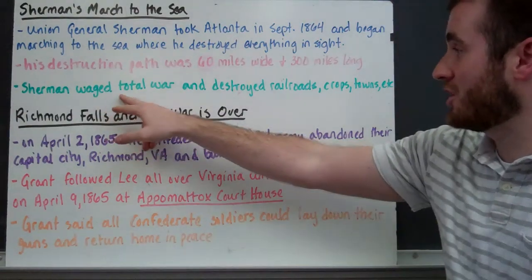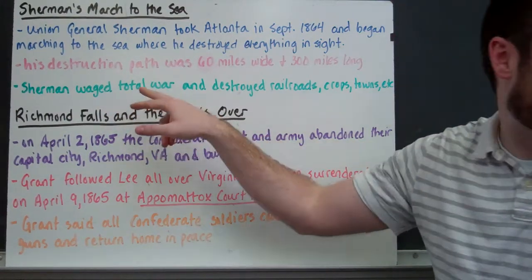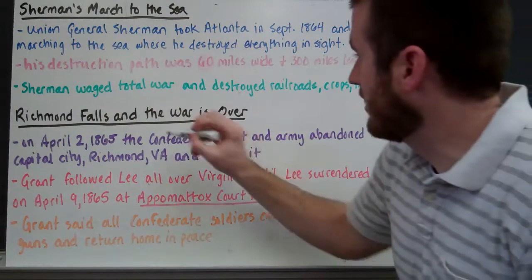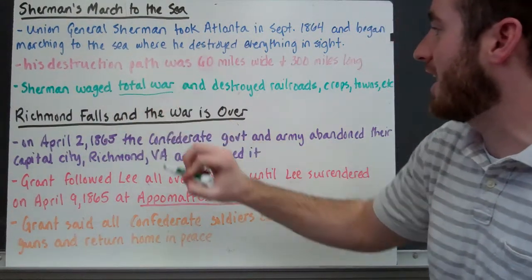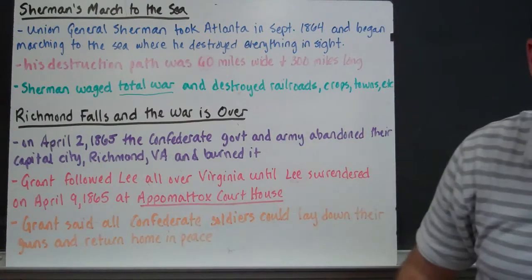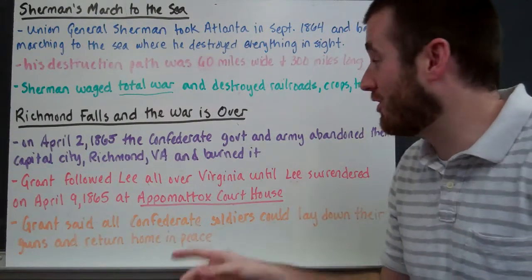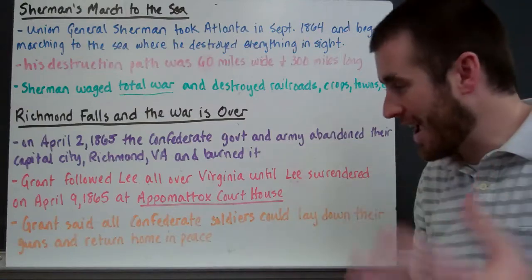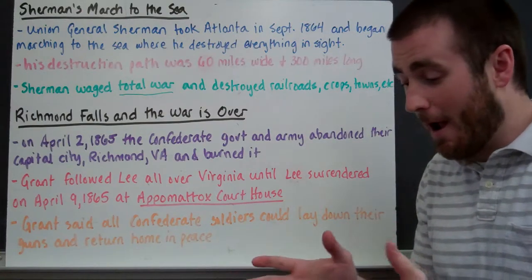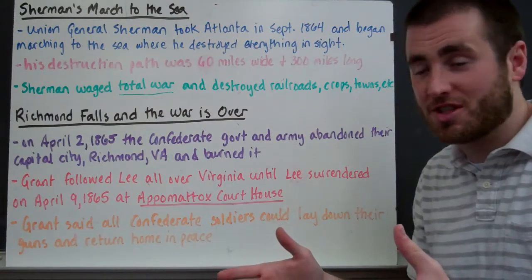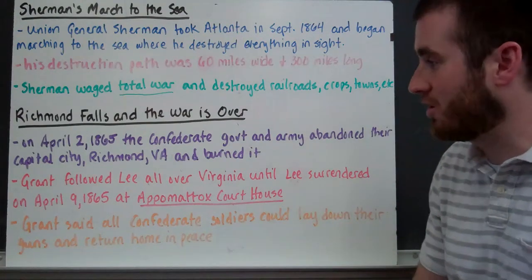And Sherman waged what is known as total war. I really should have underlined that. Let me just do that real quick. Should have underlined that because total war is important. That's the concept that Sherman used. It's called total war, where you just destroy everything. He destroyed railroads, crops, towns. He didn't leave anything in his sight. And this really split the Confederacy, and it allowed the Union to gain a lot of control in the South.